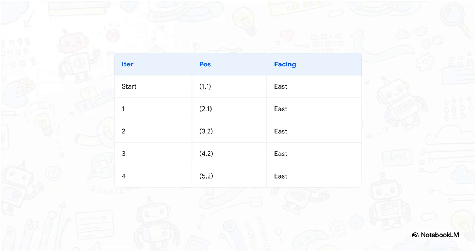Iteration 1, starting at 1-1, facing east. Can it move? Yes, the path to 2-1 is clear, so it moves. Iteration 2, now it's at 2-1, facing east. Can it move? No, that obstacle is right in front of it at 3-1. So the else block triggers. It rotates left to face north, moves forward to 2-2, rotates right to face east again, and then moves forward to 3-2. Now for iteration 3, the path ahead is clear, so it just moves to 4-2. And in iteration 4, clear again, moving to 5-2.